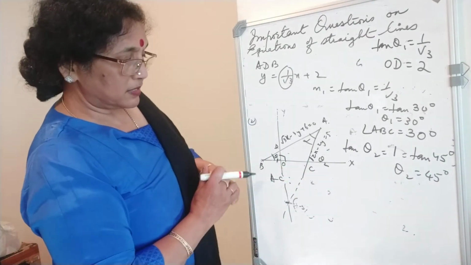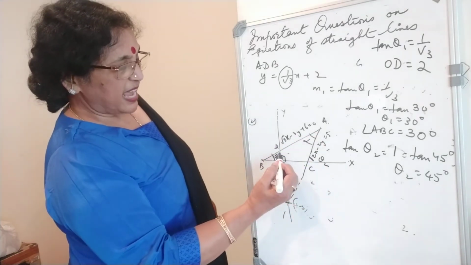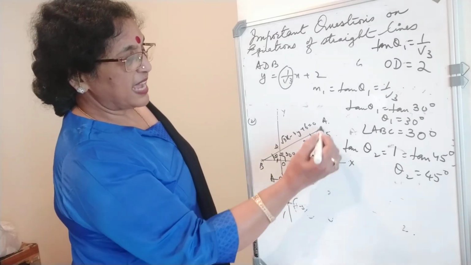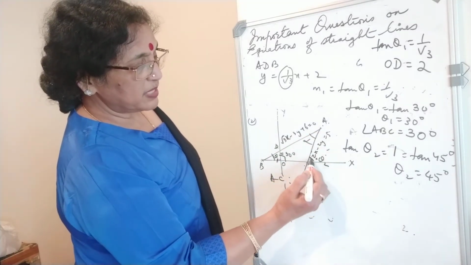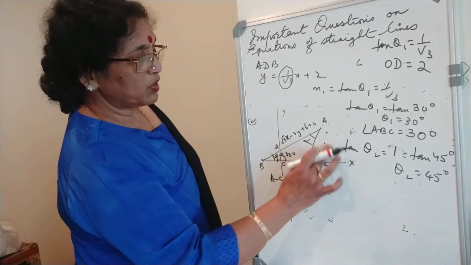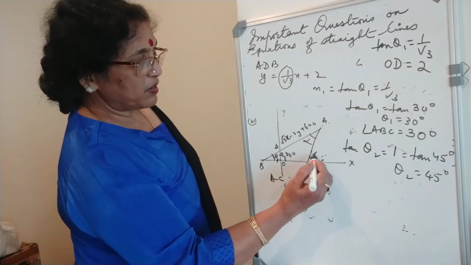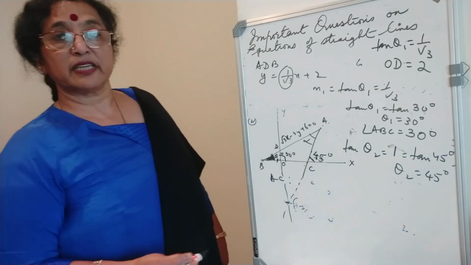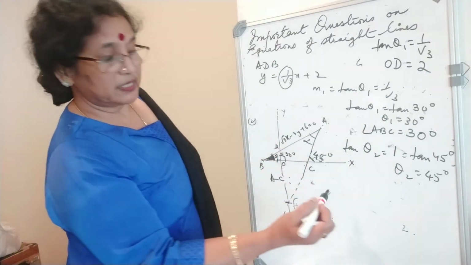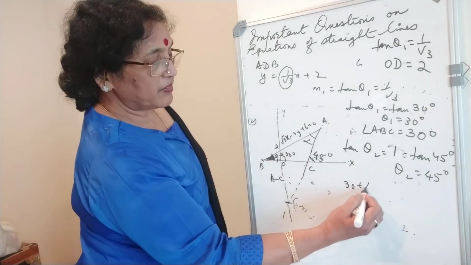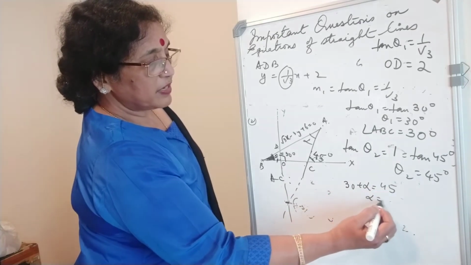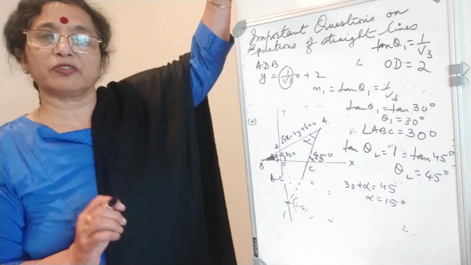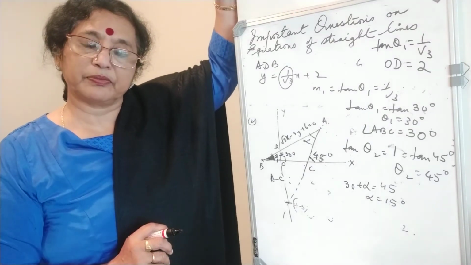So I got this answer. If you see this triangle, this angle, angle ACX, theta, I got 45 degrees, and this angle I got as 30 degrees. Exterior angle is the sum of the opposite interior angles. So 30 plus alpha is 45, so alpha is 15 degrees. So I got alpha.